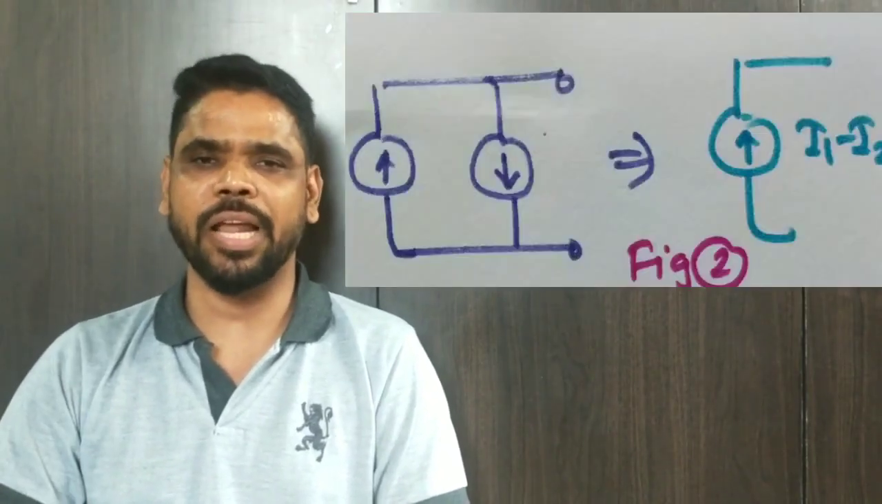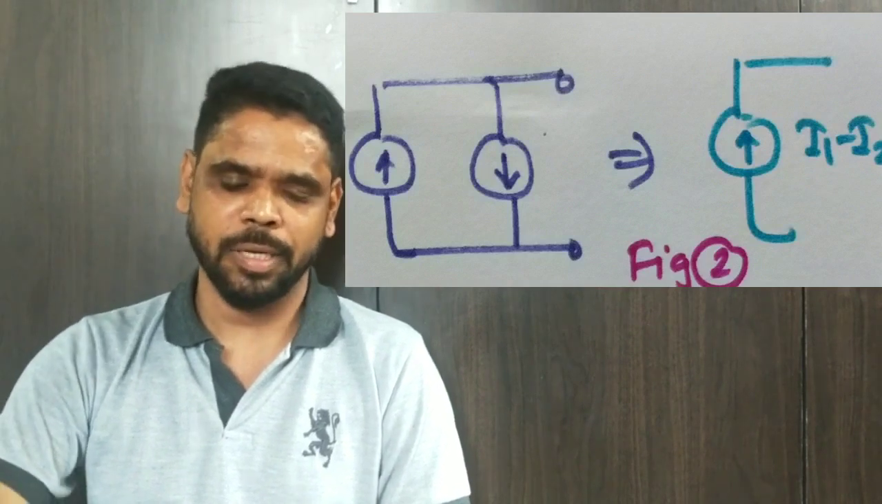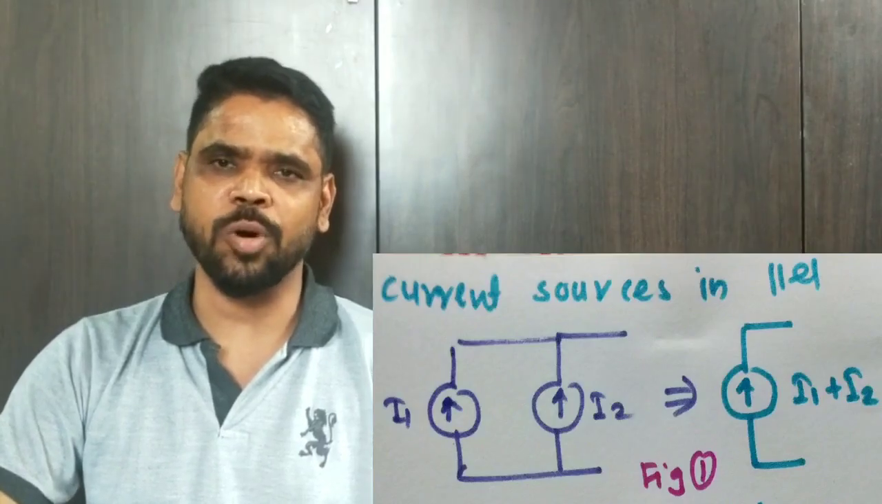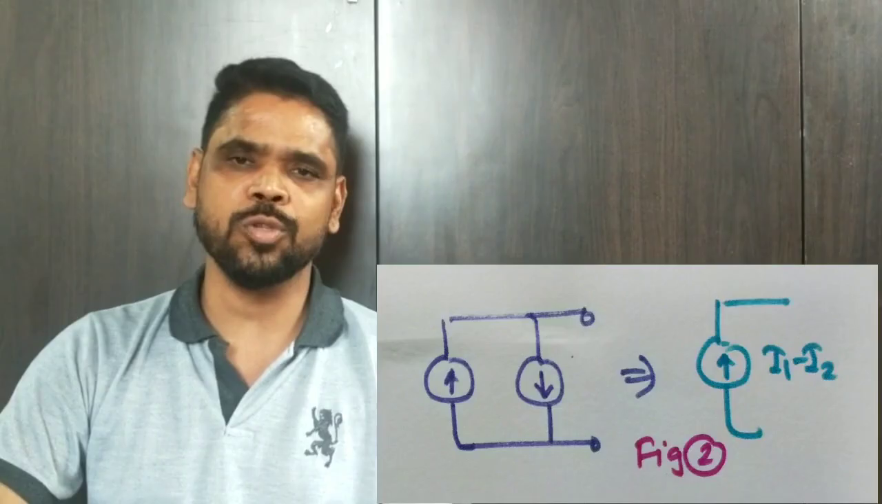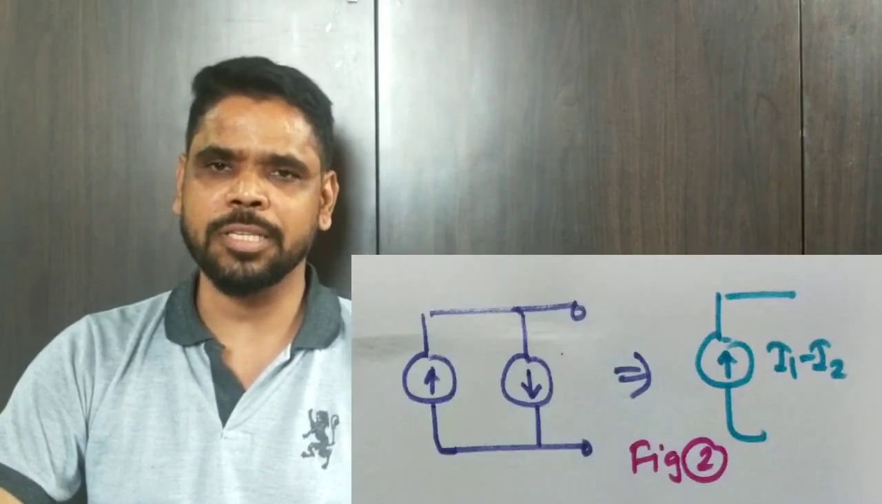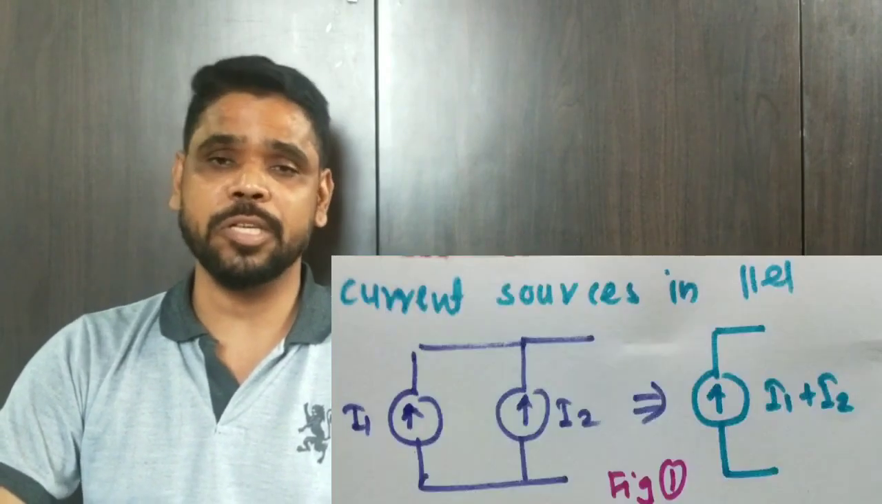Now, similarly, we'll go for the current sources in parallel. When you connect the current sources in parallel, you may have any value of current source connected in parallel. Let the two current sources be as shown in the figure. Figure 1 shows the current sources I1 and I2 connected in parallel. Both are trying to force the current in the upward direction. The resultant current source is a combination of I1 and I2, which will have a current equal to I1 plus I2. So in parallel combination of current sources, net current is the algebraic sum of current sources connected in parallel. But it will be an algebraic sum when all are trying to force the current in the same direction.